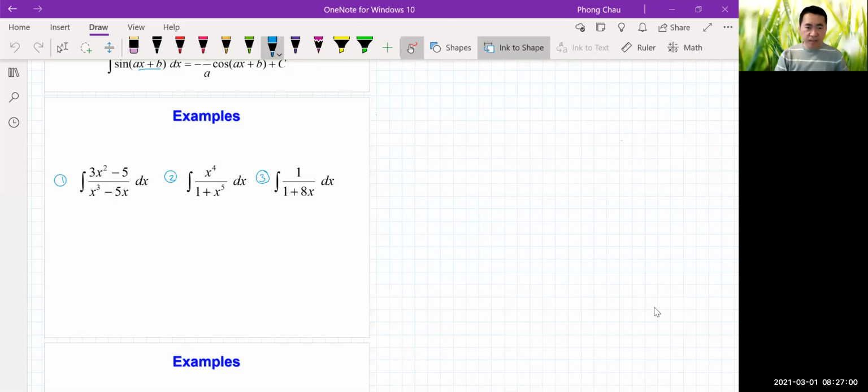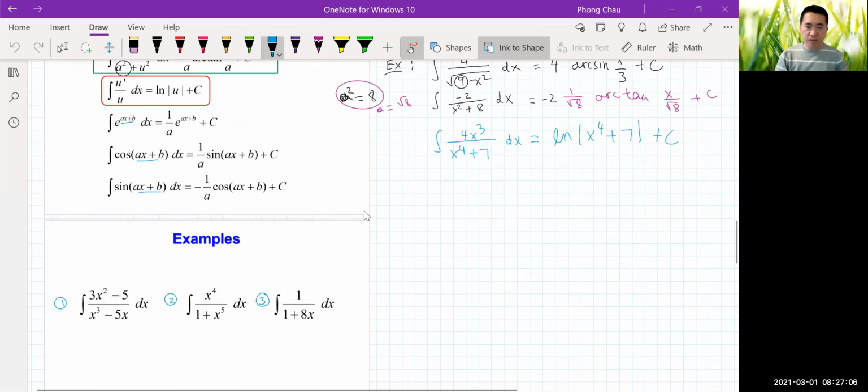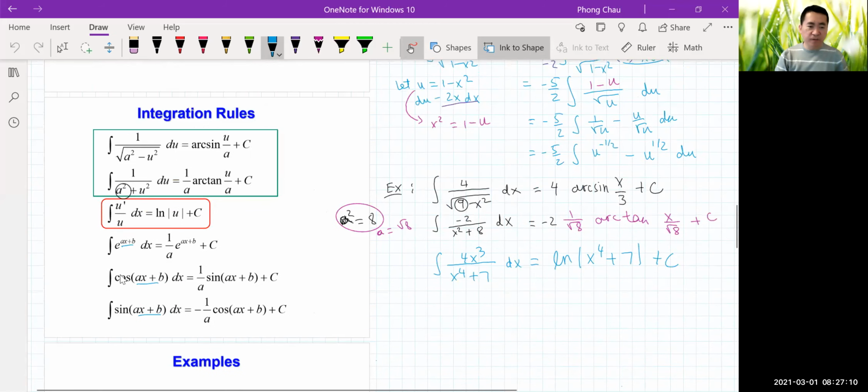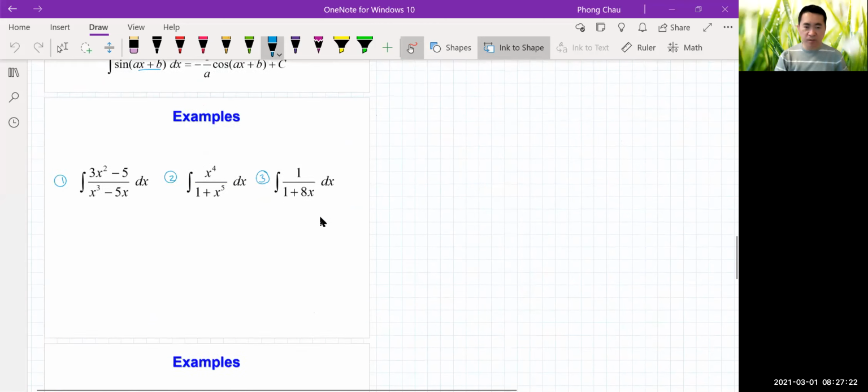This is basic integration rules, part 2. As we discussed earlier in part 1, these are the very important and common integration rules: the arcsine, arctangent, and the natural log. Let me illustrate with these three examples down here. Look at these three examples at once. So what do you see?